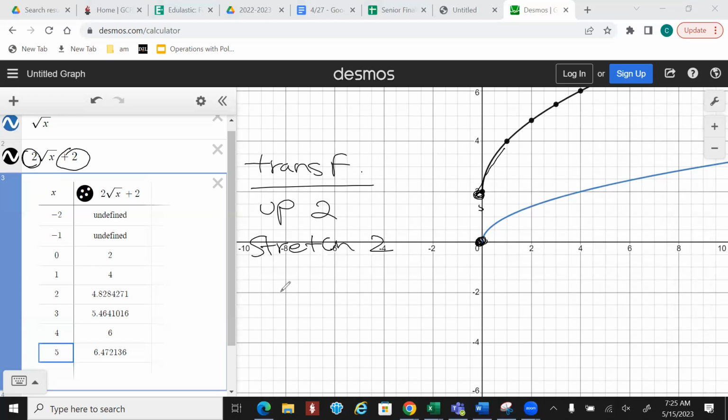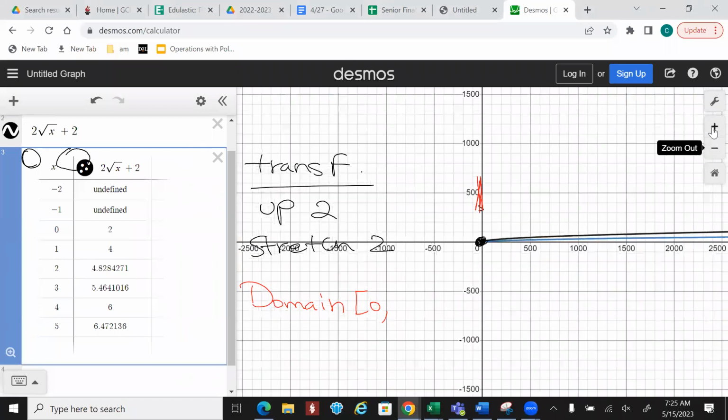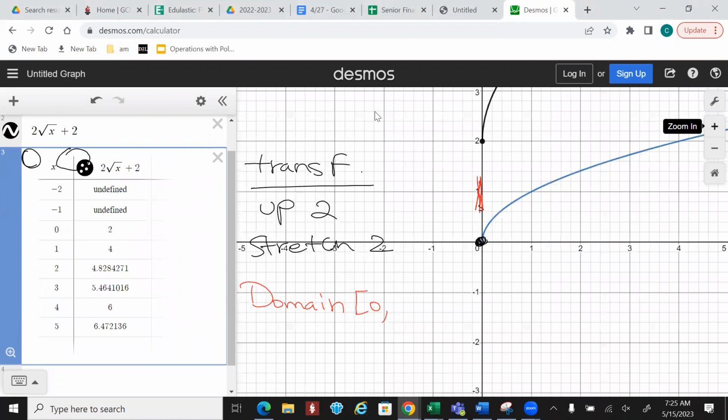While we're here, let's just talk about a couple other key features. Let's talk about domain. For the black one, what's our domain? What's our farthest left x value? It doesn't go past 0. So 0 is our farthest left x value. And then how far to the right do our x values go? So if I zoomed out, how far to the right does it go? Infinity, right? Okay, so we're going to say from 0 to infinity is our domain.